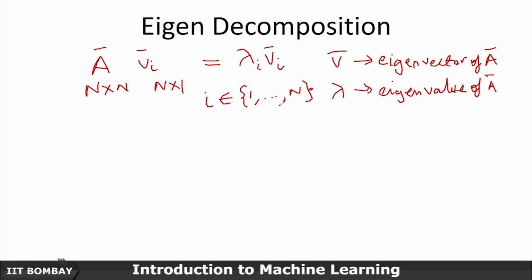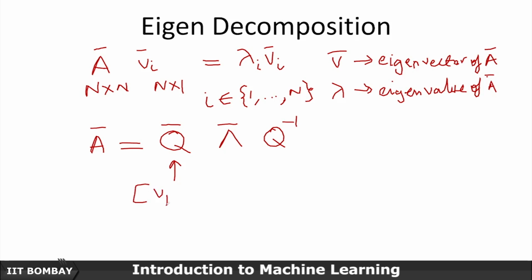So, the other interesting property of this matrix A after eigen decomposition is that I can represent it as a product of three matrices. One is, let us say, Q, the other is lambda, and the third one is Q inverse or Q transpose even. Okay. So, what are these matrices? This matrix Q is nothing but a stacking of all the eigenvectors, V1 all the way up to Vn.